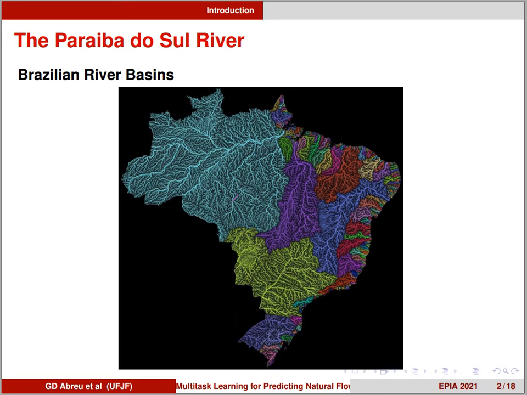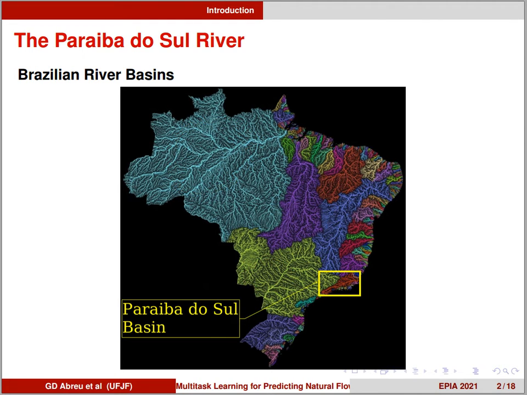This is the Brazilian river basins. Here we have some huge basins such as the Amazon Basin and other important ones, the Paraná Basin and also the São Francisco Basin. In this study, we'll focus on the Paraíba do Sul Basin. Although it is a small basin, it is an important one.